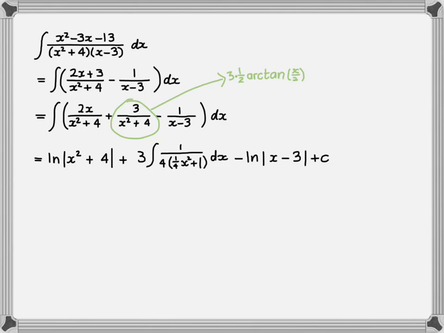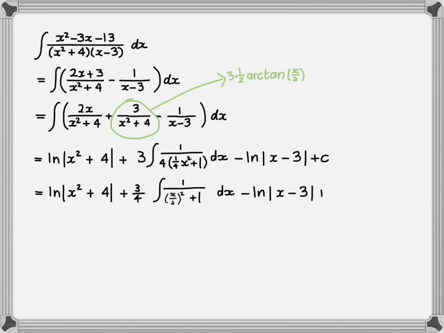So if we now look at the integral in the middle term, we can see that the 4 is also a constant. We can take that out, and a quarter x squared can be rewritten as (x over 2) squared plus 1 dx.